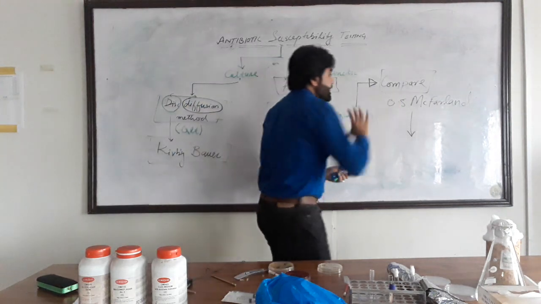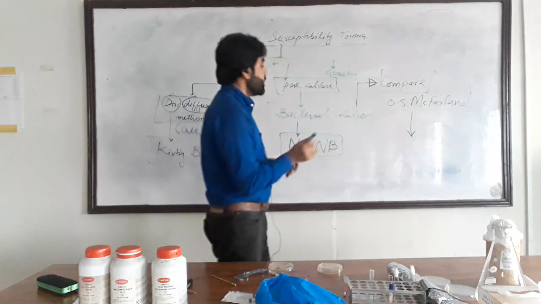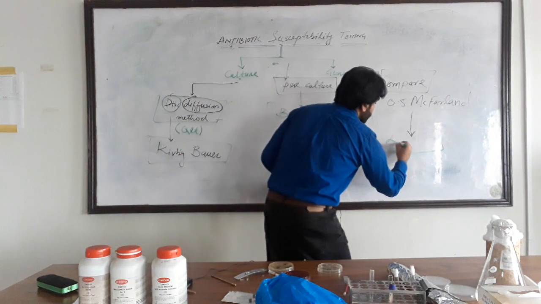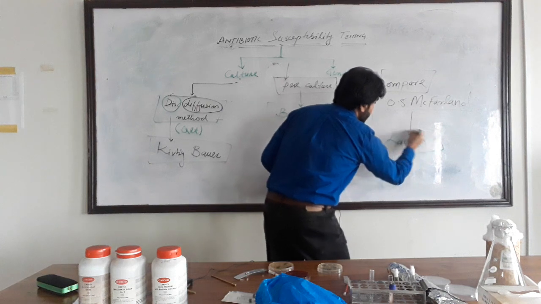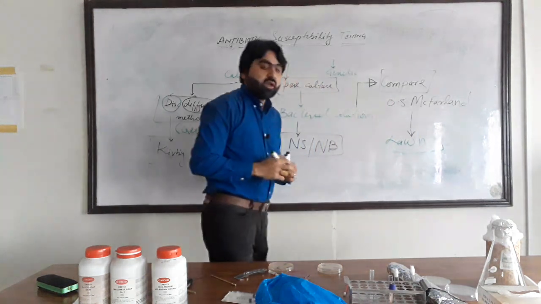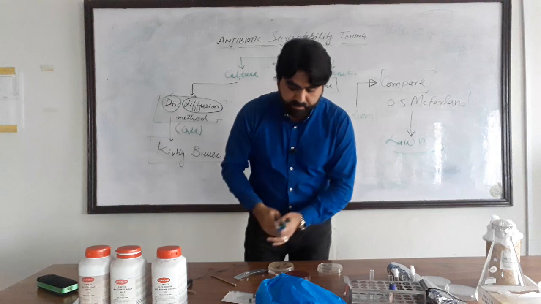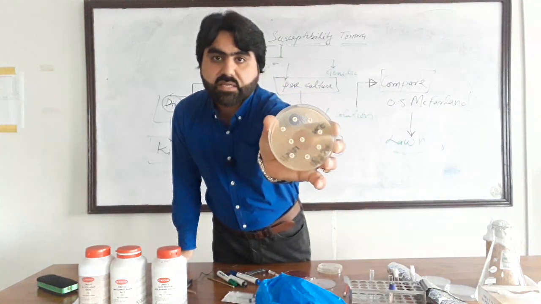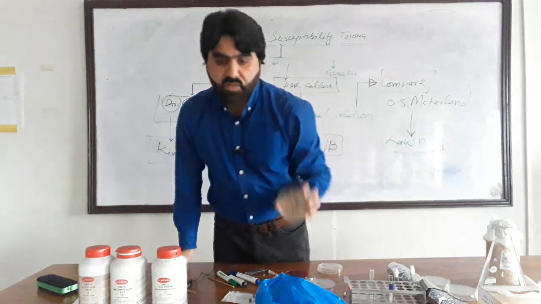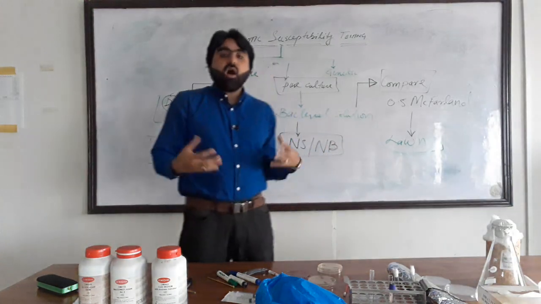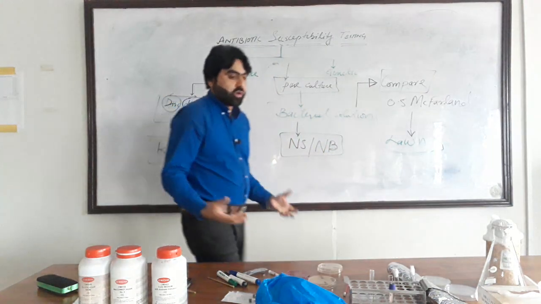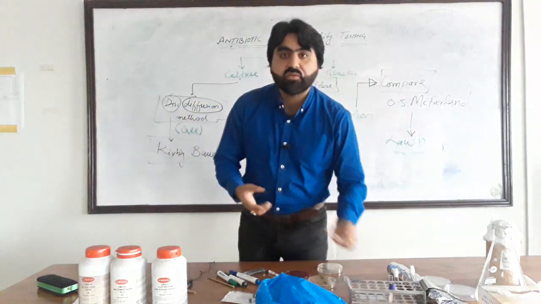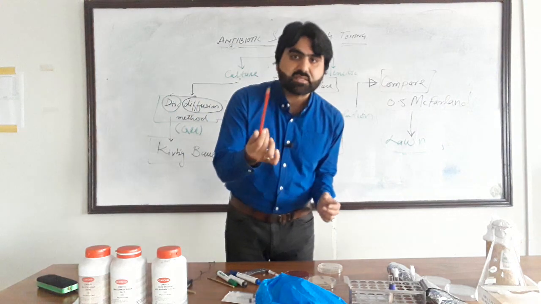So, after standardization of a bacterial suspension, you will have to make a bacterial lawn on the Mueller-Hinton agar. As here you can see that there is a bacterial lawn on the surface of the Mueller-Hinton agar. How will you prepare this bacterial lawn? First of all, you will take a cotton swab. I am sorry, I do not have a cotton swab here. Suppose it is a cotton swab.